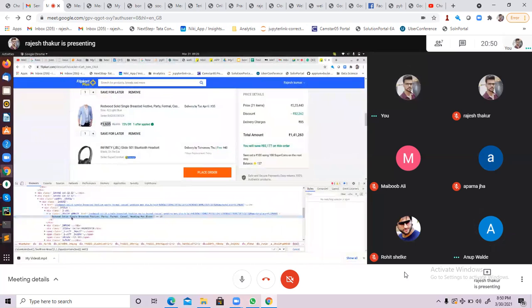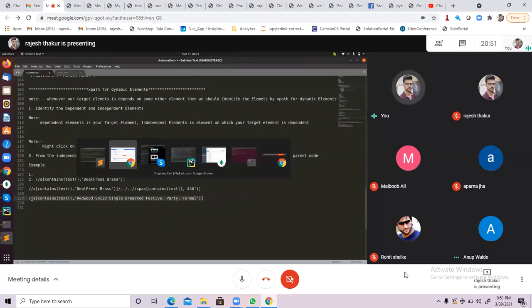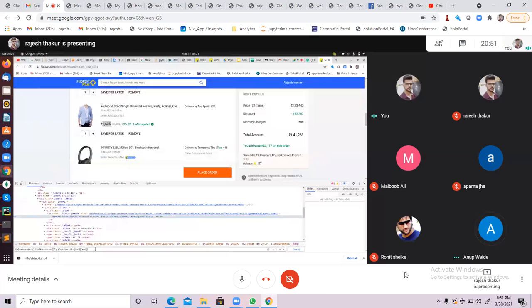Control C and Control V. Yes, casual, formal, something you can take, and let's see whether it identifies my parent node, or sorry, independent element, or not. Control A, Control V. Yes, I'm able to identify my parent node, but my job is not to identify the independent element. My job is to identify this 1635 correctly.